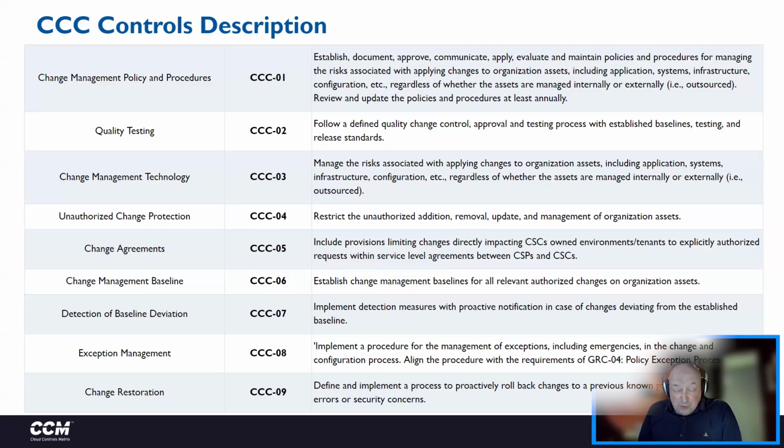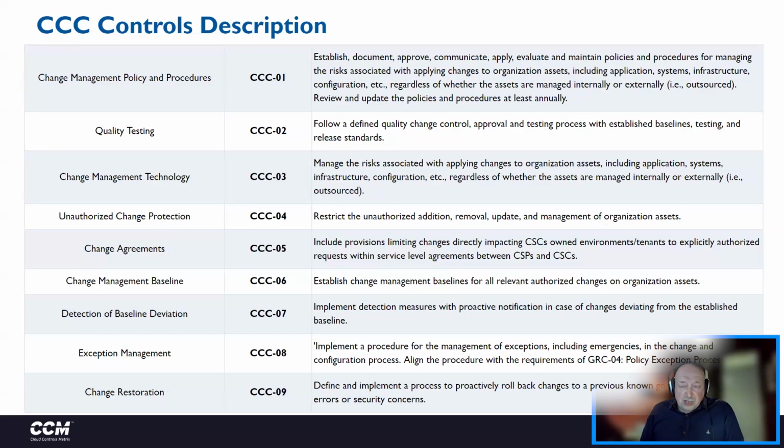It's a very straightforward thing, but unauthorized change can result in system downtime and has been the cause of many a mishap. So change agreements between the cloud service provider and the cloud service customer, there has to be an agreement as to what changes are going to happen and when, so that businesses aren't surprised by changes that may happen to their environment outside their control.